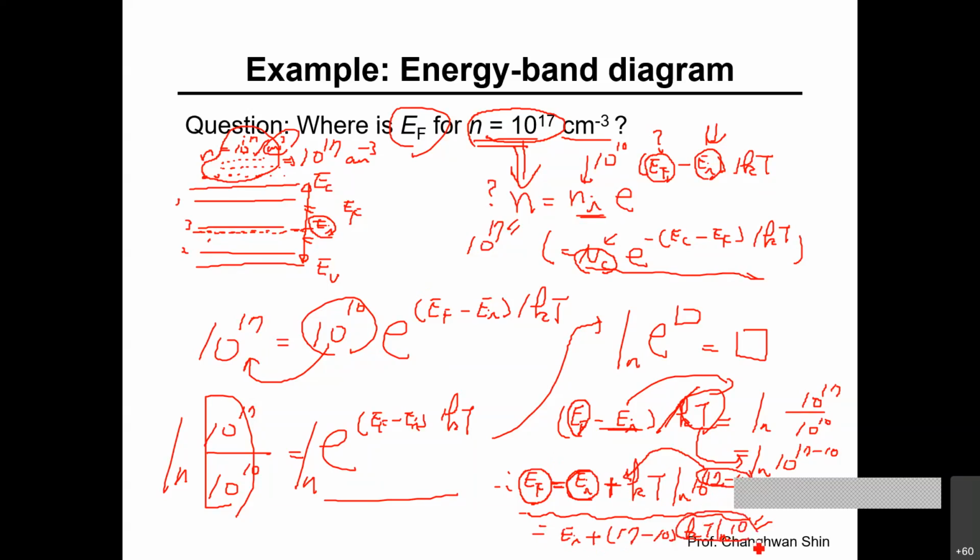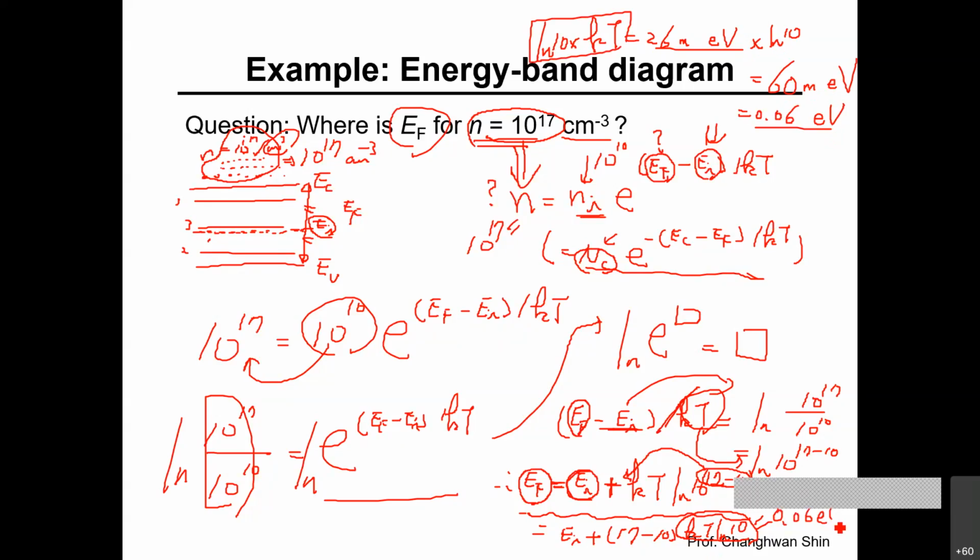So what is this number, KT ln 10? KT is 26 milli electron volt. And if I multiply this value times ln 10 using a calculator, we are going to get this number, 60 milli electron volt. In other words, 0.06 electron volt. So KT ln 10 is equal to 0.06 electron volt. Plug in here, 0.06 electron volt.